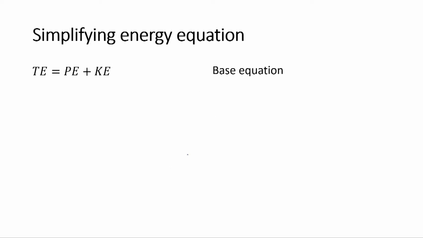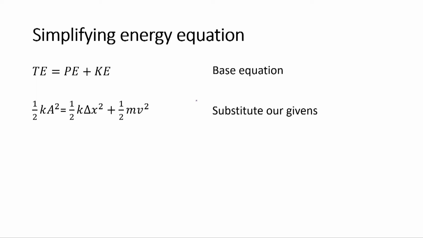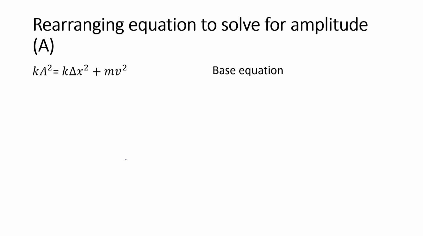Okay, next equation. We're going to take our base energy equation, simplify it so that we can use it, and rearrange some stuff here. So we start with TE equals PE plus KE. We substitute our givens, which can be found on the sheet that I referred to earlier in the video. And now we factor out the 1/2 because it appears in each term, so we're allowed to cancel it out. And that's the end of the equation there. So this is our final version. Now we take that and we plug it into here.